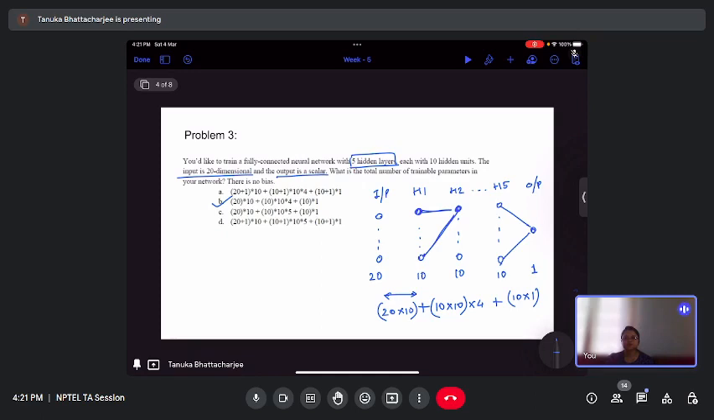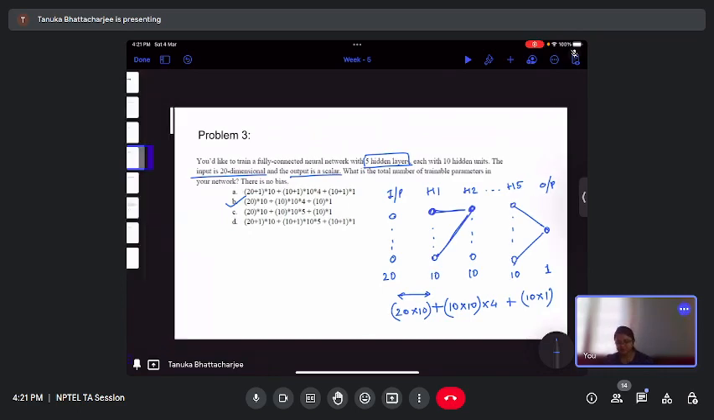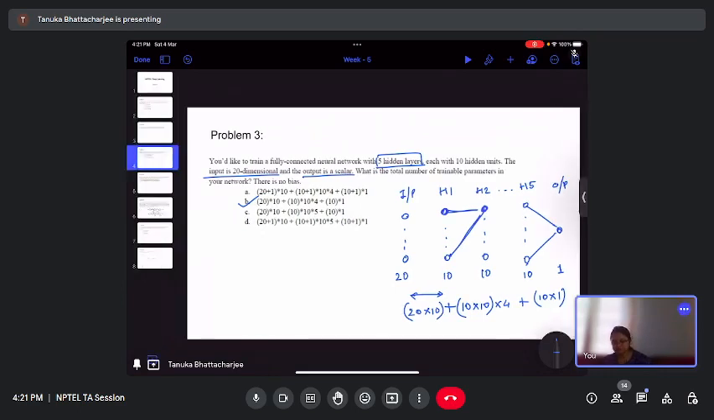So, initially we just considered a single hidden layer. Now, in this problem we have considered multiple hidden layers. So, this is kind of a deep neural network, and this is how the weights are there inside the network, and this is how the weight matrix dimensions and the number of weight parameters are for this sort of a network.